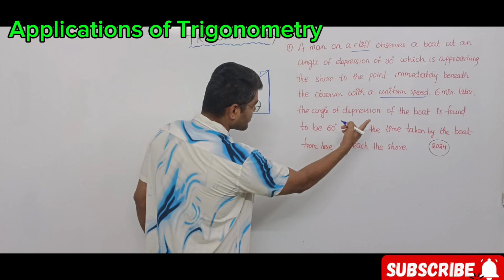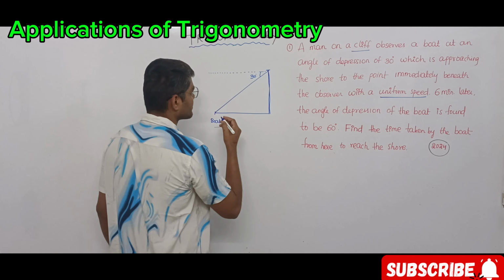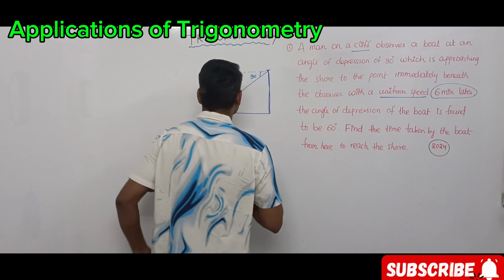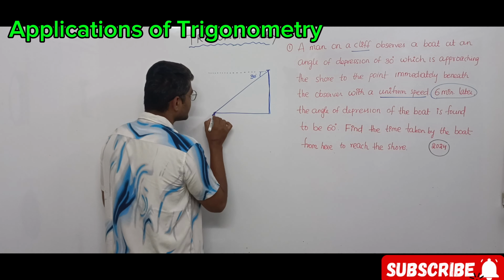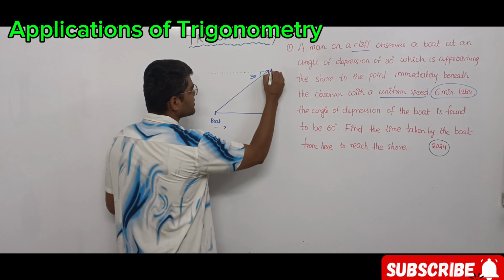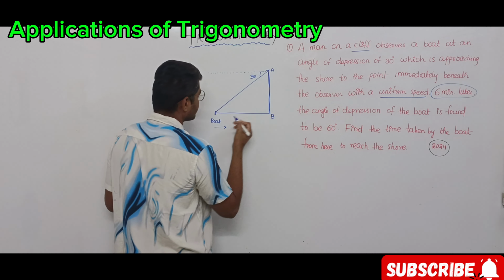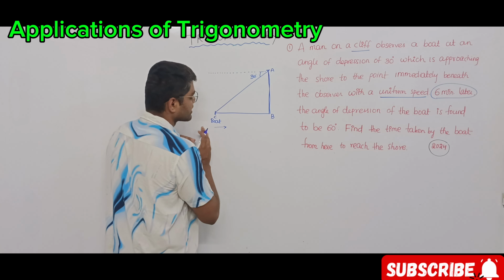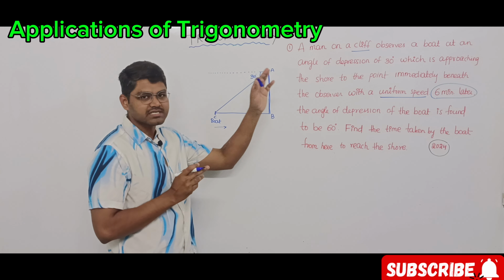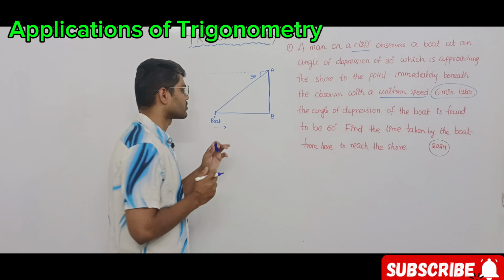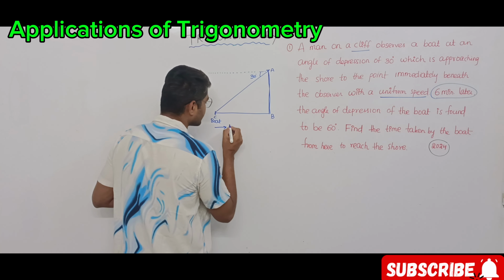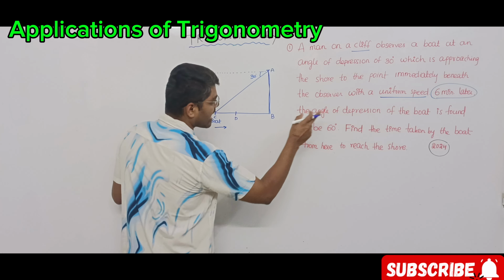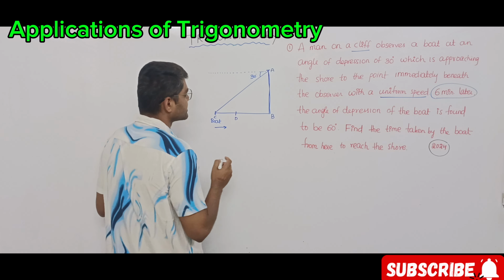The angle of depression of the boat is found to be 60 degrees. 6 minutes later. 6 minutes later means first time he saw the boat here. Let it be A, B, C. First time he saw the boat here at the point C. 6 minutes later, it is approaching towards the shore. So it is coming in this way. 6 minutes later, let it be here. This is D. The angle of depression found to be 60 degrees.